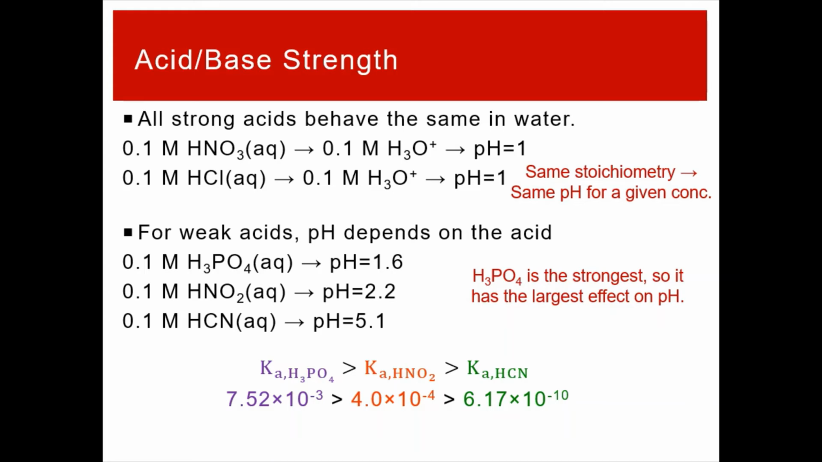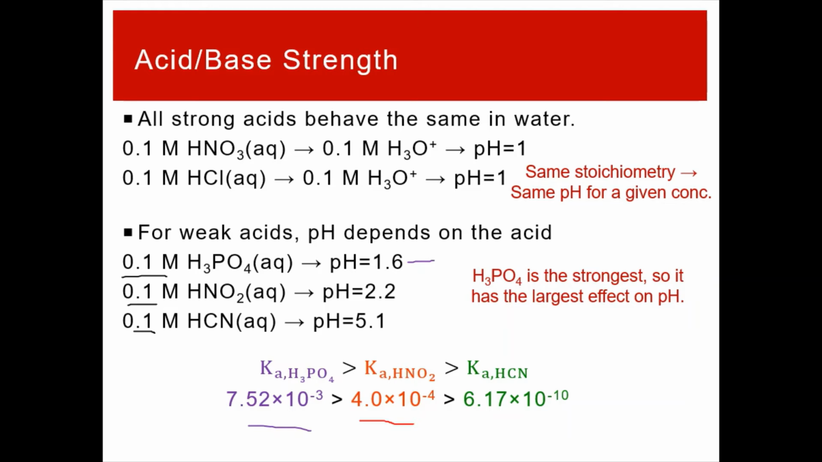So if we're looking at weak acids, if we have different weak acids that are all at the same concentration, we expect them to all have different pHs. And whichever of those weak acids is the strongest will have the lowest pH because it would have the greatest effect on the pH. You're making the most hydroniums. So we can see then that H3PO4 has the largest Ka, it has the lowest pH.